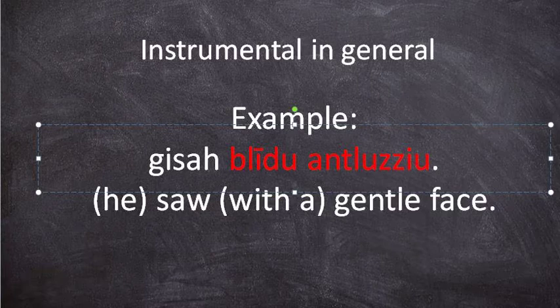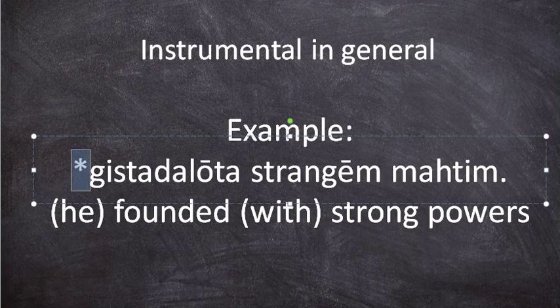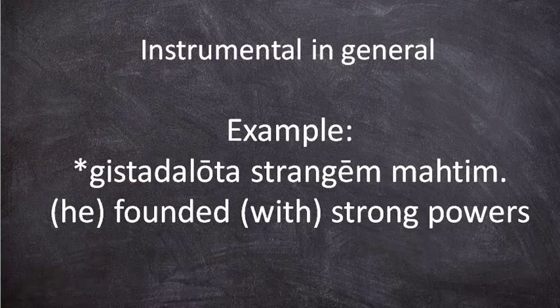Moving on. Here's our second example: Gestadalota Strangem machtim. This is a translation from Old English, by the way, so this is a straight translation. That's why you have that little asterisk there for reconstruction. I like to have things word per word, straight translation. But anyway, he founded, as in, he started something.